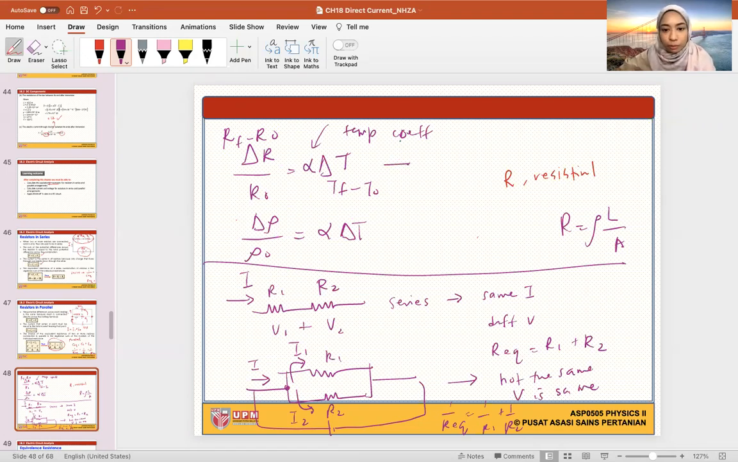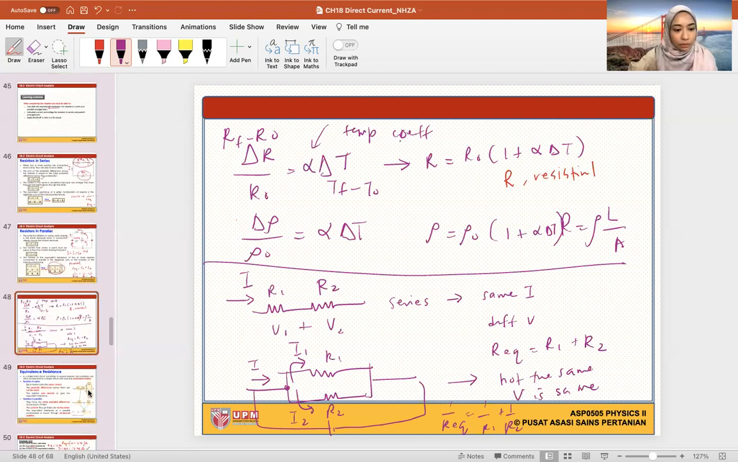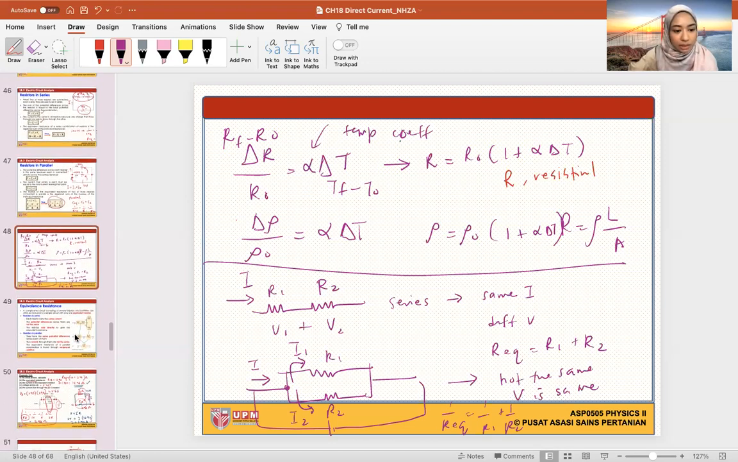And then another form of this equation, I think you know this already, is R naught times 1 plus alpha delta T. Okay, same for rho naught times 1 plus alpha delta T. Sorry, it's not very neat. Okay, so now I want to go to the question that we did yesterday.